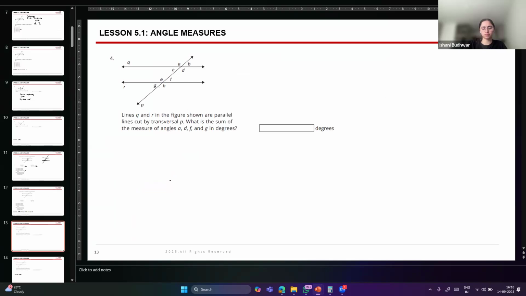Okay. Lines Q and R in the figure shown are parallel lines cut by a transversal P. Q and R are parallel, P is a transversal. What is the sum of measures A, D, F, G? They're asking about A, D, F, G. 360.